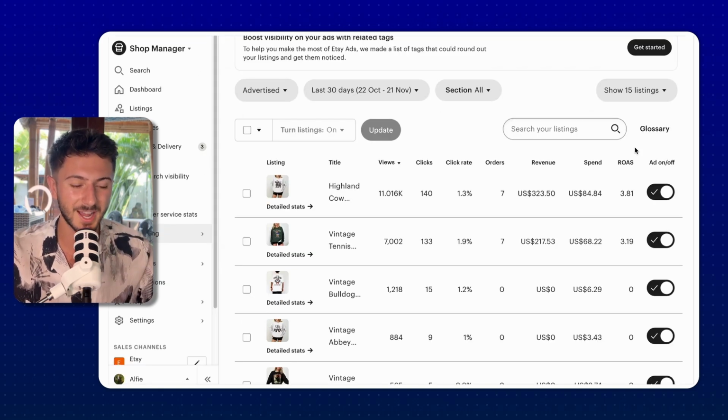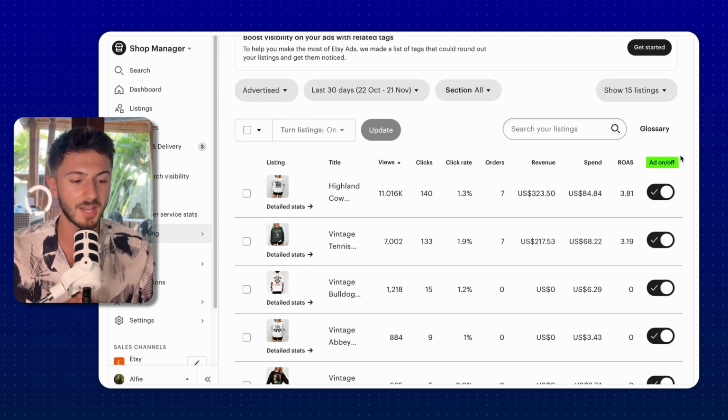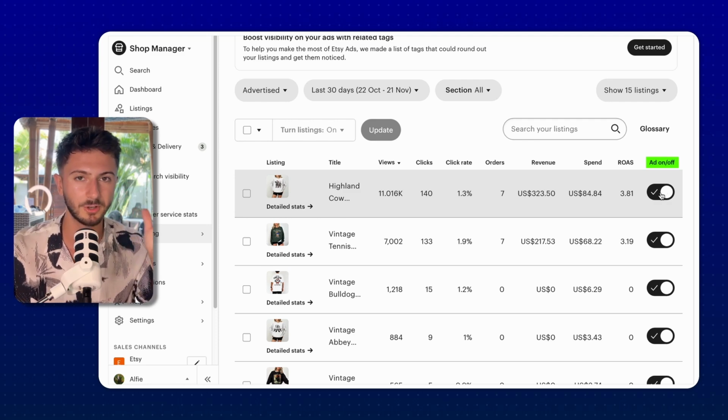And so return on ad spend is one of the most key metrics that we're going to be looking at to assess whether our ads are profitable for us or not. And this is something I'm going to go into in much more detail later on in this course. And then if we move right from ROAS, you'll see you have an opportunity to turn the ads for individual listings on or off. So this is a very simple toggle switch, and literally at the click of a button, you can turn the listing on or you can turn the listing off. So that's a very simple breakdown of the Etsy ads dashboard.